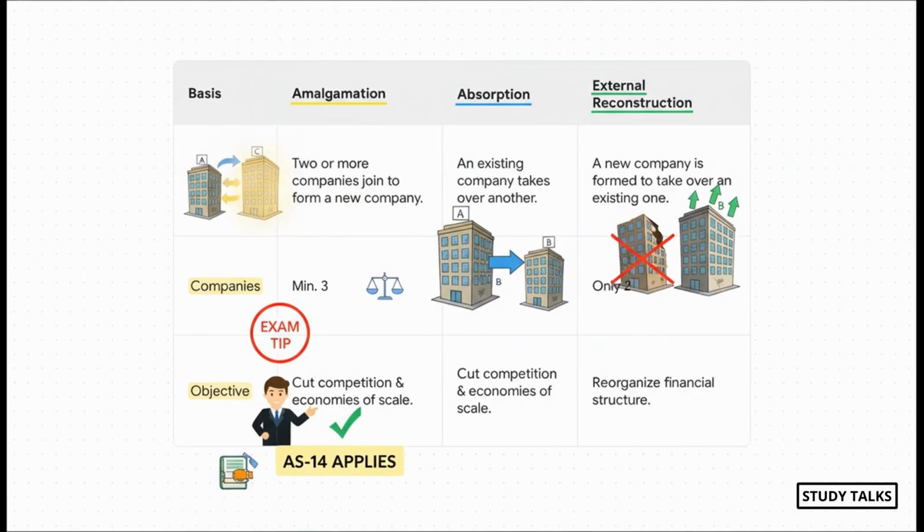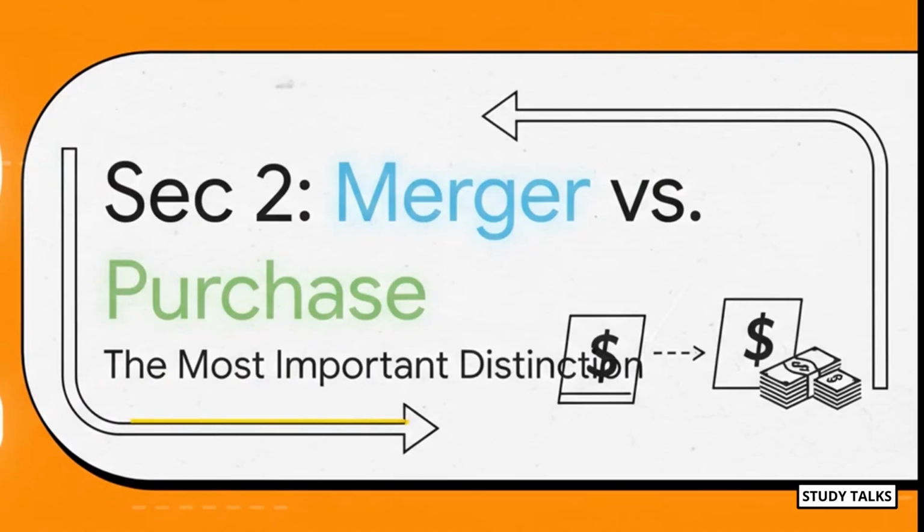Now, here's the crucial exam tip. Even though these are different business situations, the accounting treatment under AS 14 is pretty much the same for all three. All right, on to Section 2.